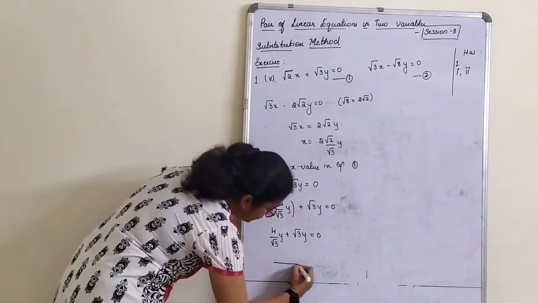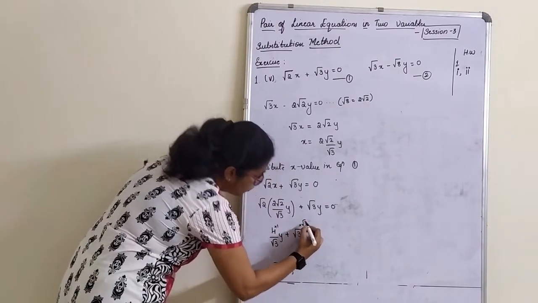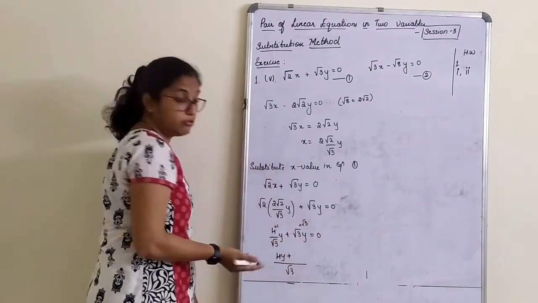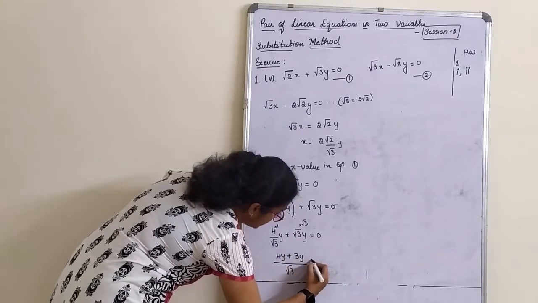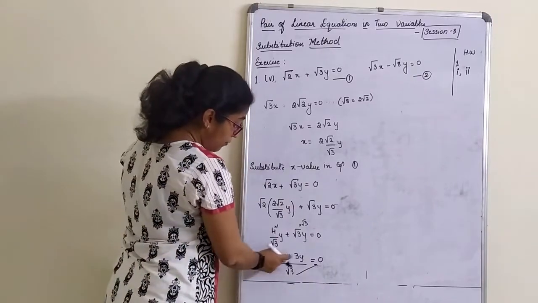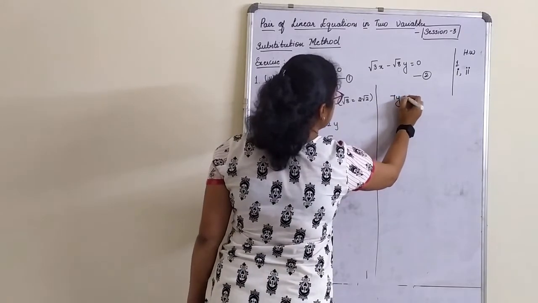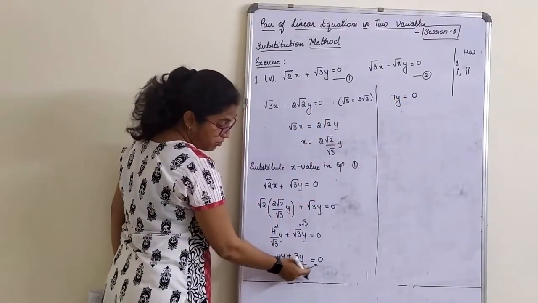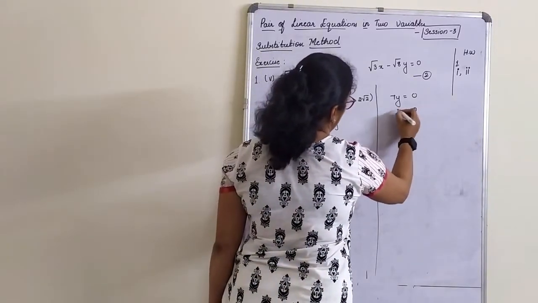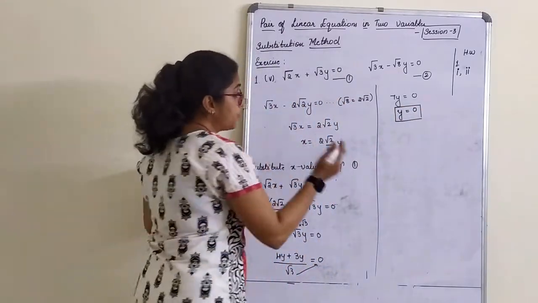So what is the LCM now? Root 3 is the LCM. So this is 4y plus root 3 into root 3, which is 3, 3y is equal to 0. Send root 3 to this side. That will also become 0. 4 plus 3y, 4, 5, 6, 7, 7y is equal to 0. Why? Because root 3 cross multiplied by 0 is 0. Therefore, y is equal to what? 0. Y value is 0. Now let's find out the x value.